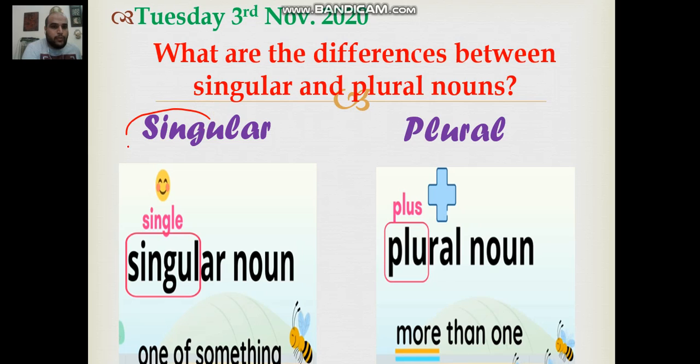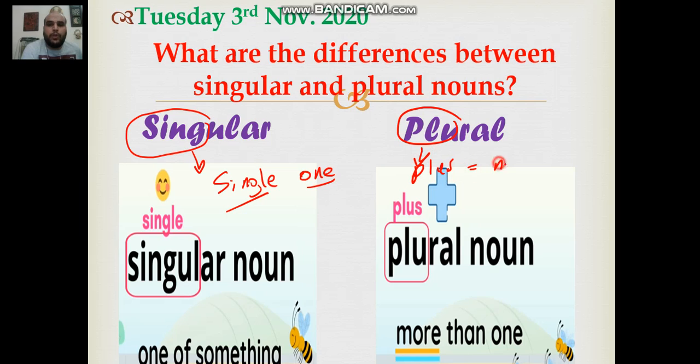So singular, to make it easier for you, it's coming from or derived from the word single, which means one. And plural is derived from the word plus, which means more than. More than what? More than one. You see? So single means one. That's singular, and plural plus more than one. Okay? And here you can see the example. One bee, many bees.